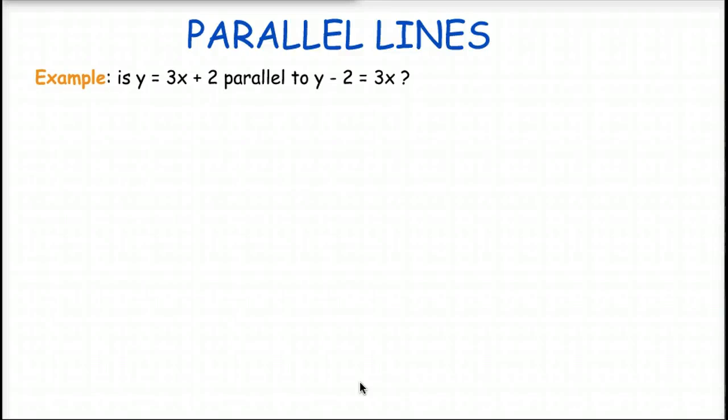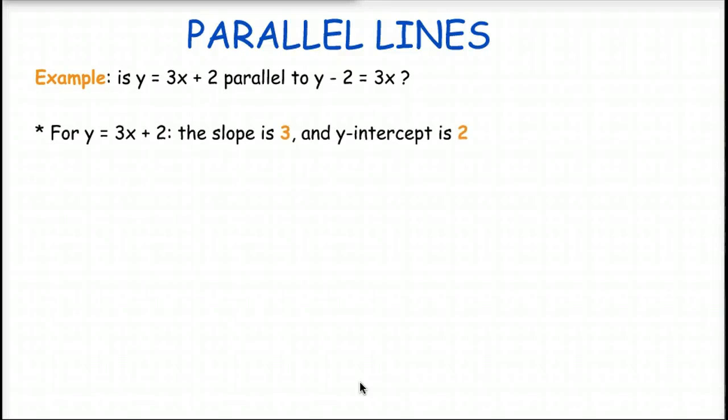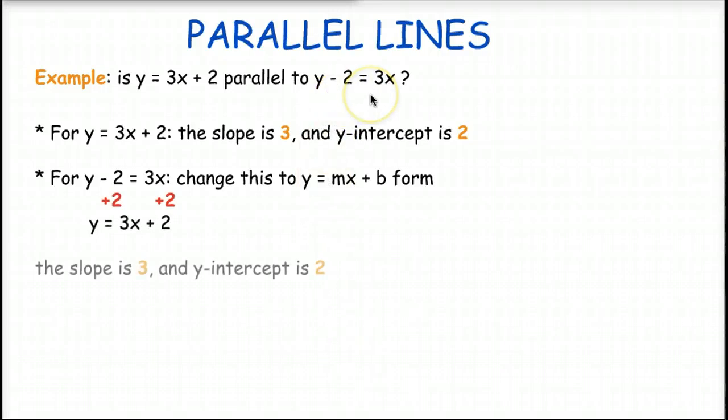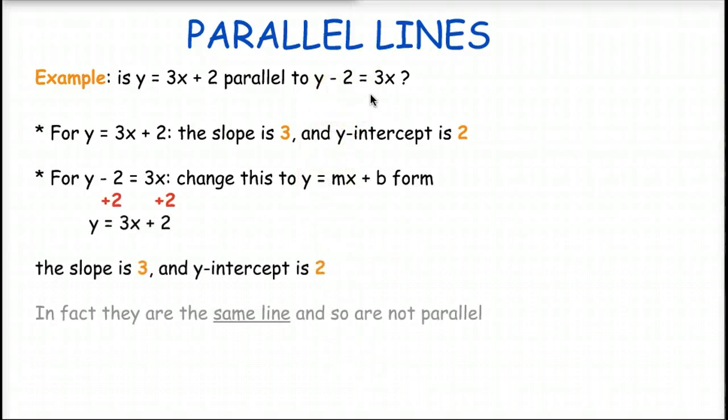Let's look at another example. Let's ask ourselves, is y equals 3x plus 2 parallel to this? y minus 2 equals 3x. The easy way to figure this out is to put this second equation in our slope-intercept form, y equals mx plus b, in order to determine what our slope is.